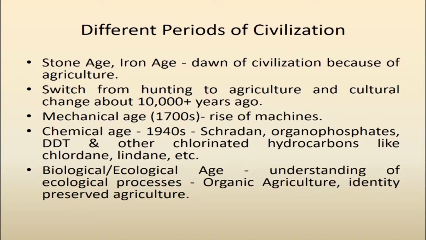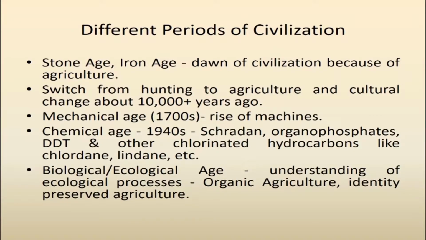People started domesticating the crops and switched from hunting to agriculture, and there was a cultural change about 10,000 years ago. It was followed by the mechanical age, wherein there was a tremendous rise in the usage of machines, and due to this we were able to increase our crop production, and large numbers of insects attacked the crops, and we had to go for crop protection. During the period of World War, a large number of dreadful pesticides were discovered and used for protecting the crop, like Stradon, organophosphates, DDT and other chlorinated hydrocarbons like chlordane, lindane, etc.